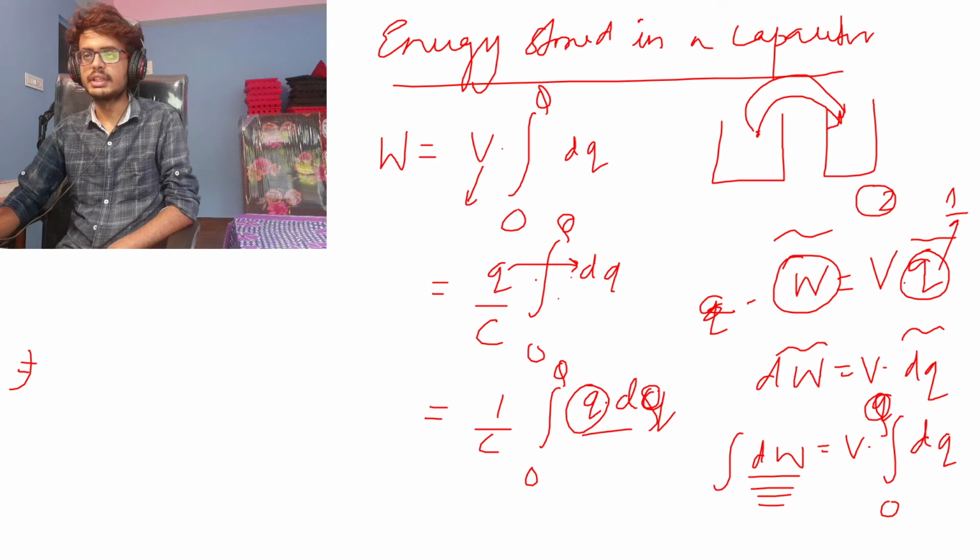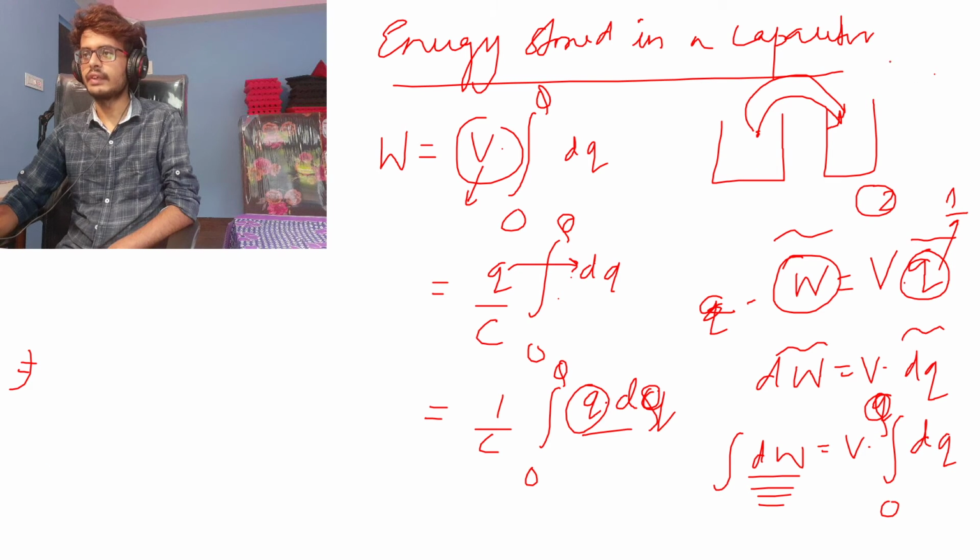Because I replaced V with q by C. Voltage is basically q by C, right? So C equals q into V, so V equals q by C. So what is the integration of q dq?